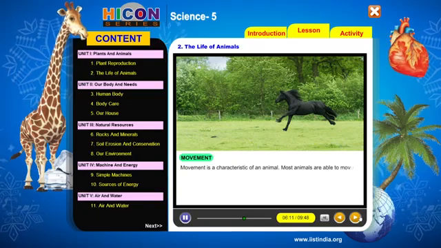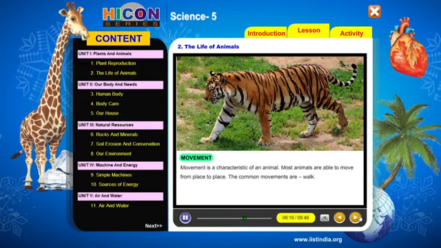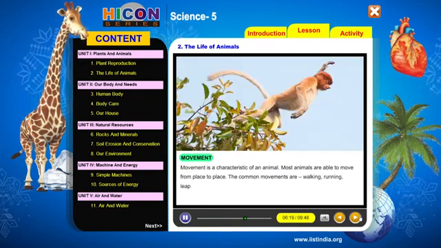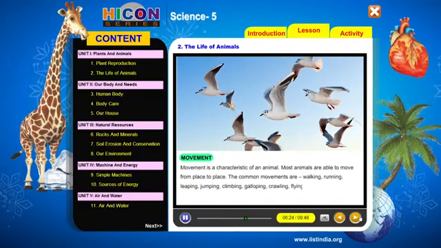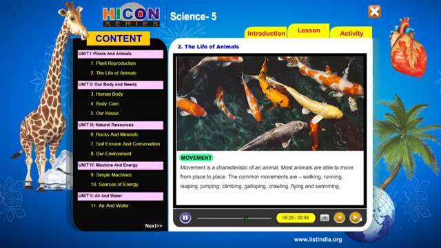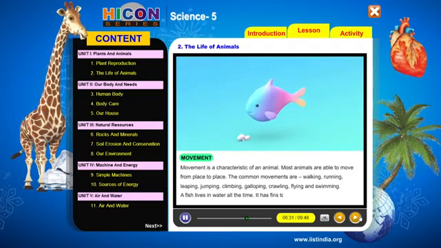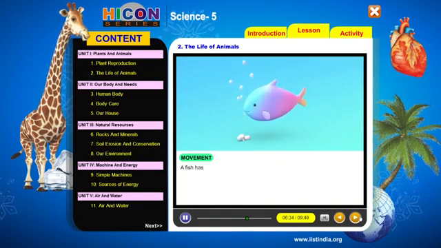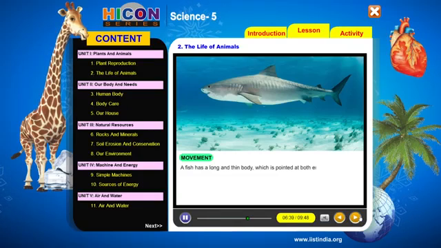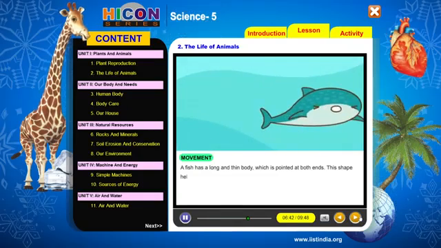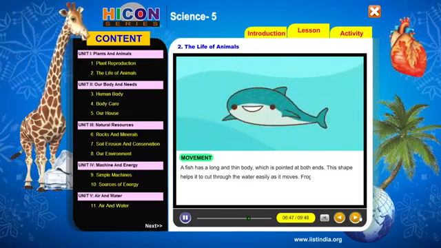Most animals are able to move from place to place. The common movements are walking, running, leaping, jumping, climbing, galloping, crawling, flying, and swimming. A fish lives in water all the time. It has fins to swim. A fish has a long and thin body which is pointed at both ends. This shape helps it to cut through the water easily as it moves.